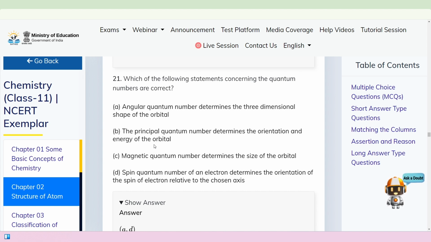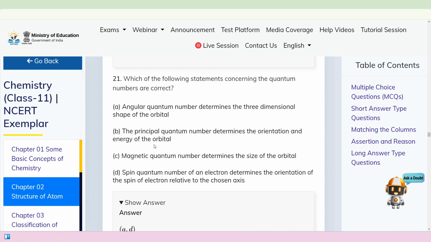What about the third one? The magnetic quantum number determines the size of the orbital. Is it correct? No. Magnetic quantum number only determines the orientation. It only determines the orientation. And what about the size? It is totally dependent upon the principal quantum number, because I have said that it determines the energy. So basically, its energy is changing because its size is changing. Shape is not changing. Shape is the same.